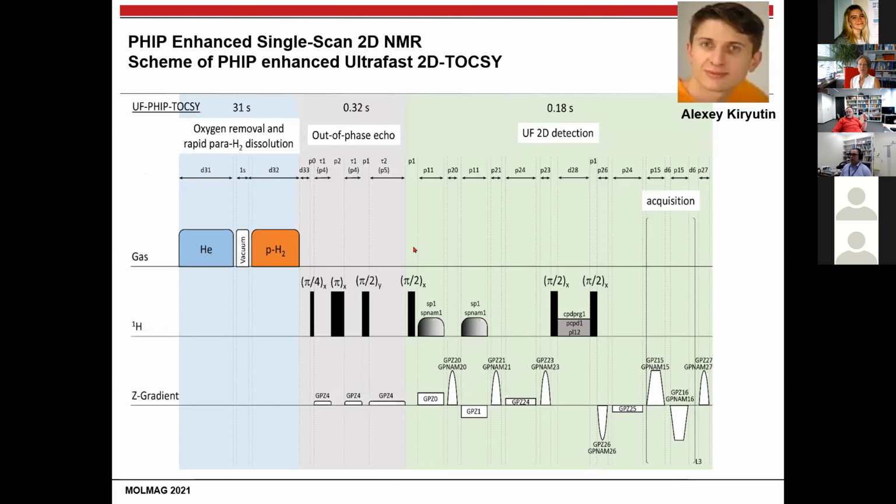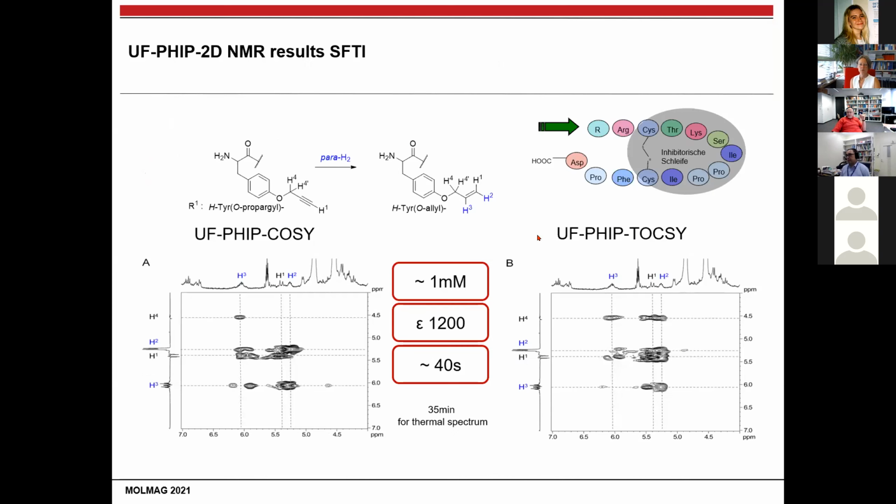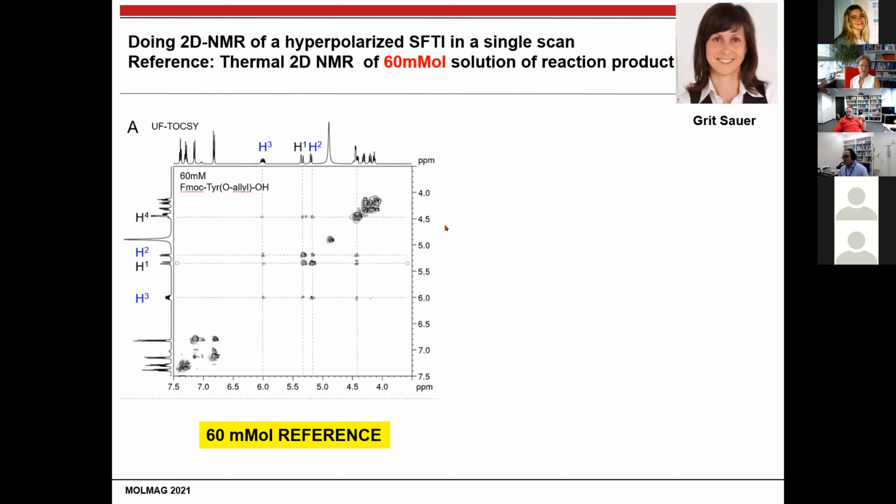This was a pulse sequence which Alexei Koyutin implemented for doing these experiments. And at first, it worked. These are some of the first spectra we got. For example, this is an ultra-fast PIP COSY, and this is an ultra-fast PIP TOCSY. Both are basically single scan 2D NMR spectra. In contrast, for the thermal spectra, to get a similar signal to noise, we would need about half an hour of measurement time. This was quite successful.